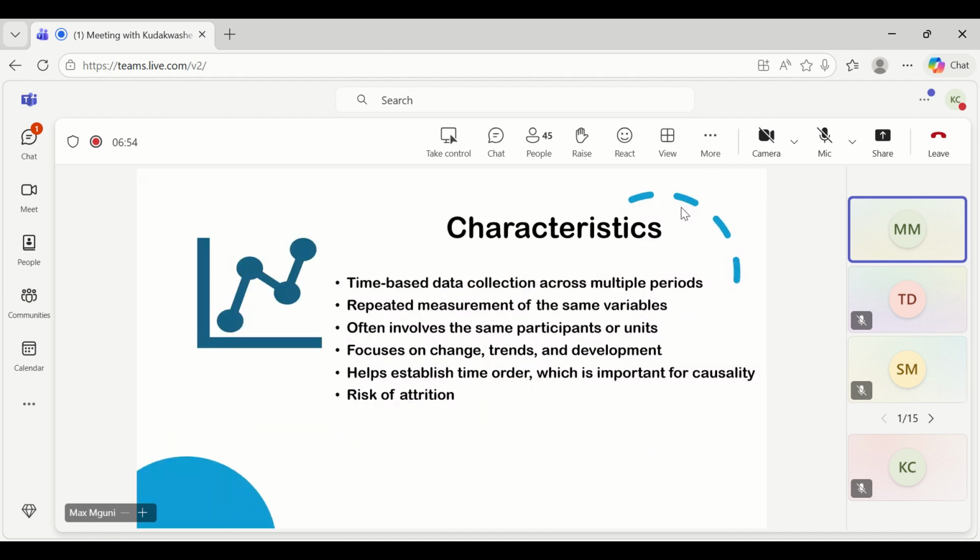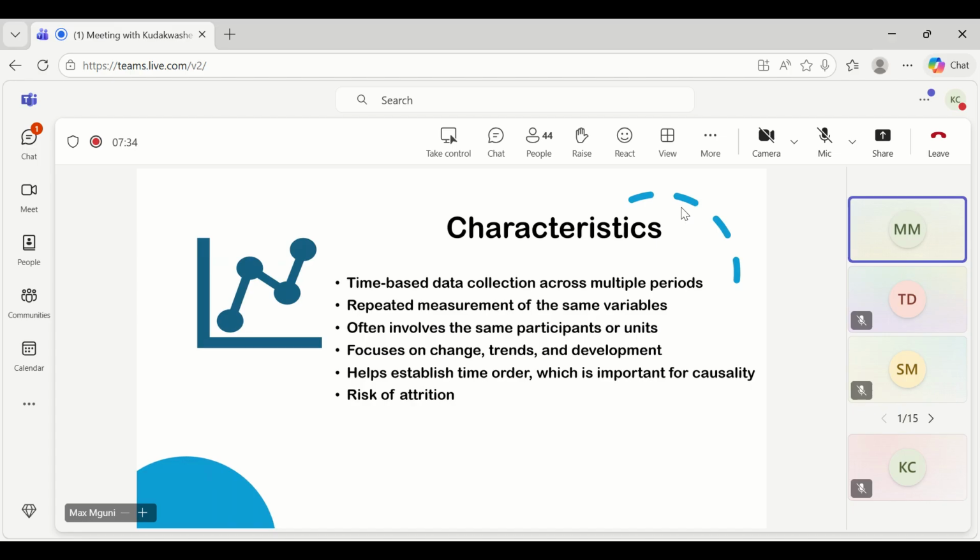Key characteristics: time-based data collection across multiple periods, repeated measurements of the same variable. For example, you may be measuring lung capacity from year 1 to year 10 amongst the exposed employees in a mine or in a chemical manufacturing company. So you are looking at their lung capacity. Is it deteriorating or is it improving? And you are linking it to the ventilation or usage of PPE. It often involves the same participants or units. It focuses on change, trends, and development. It helps establish time order, which is important for causality.